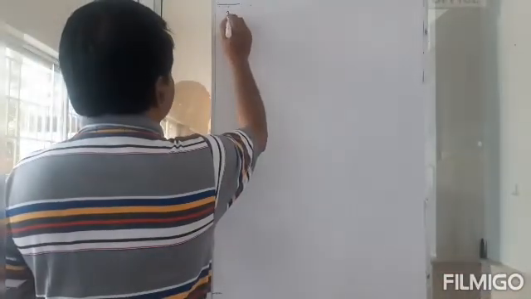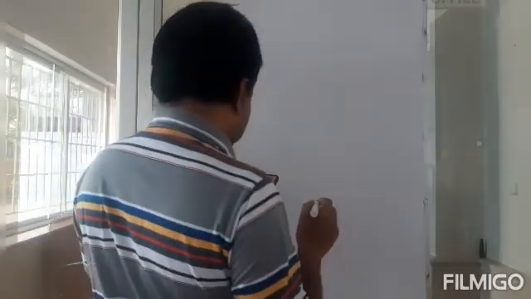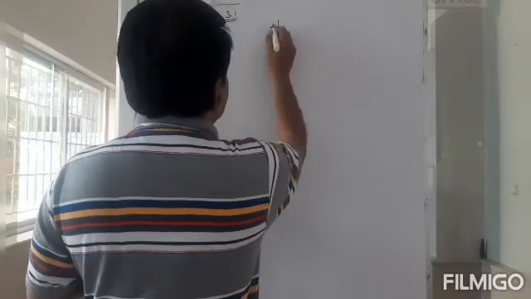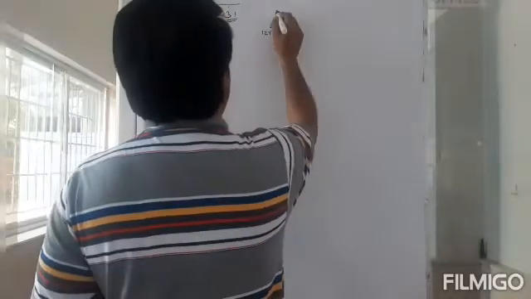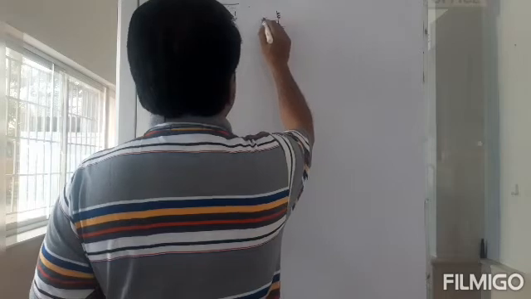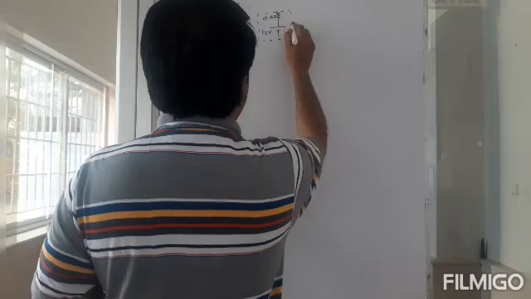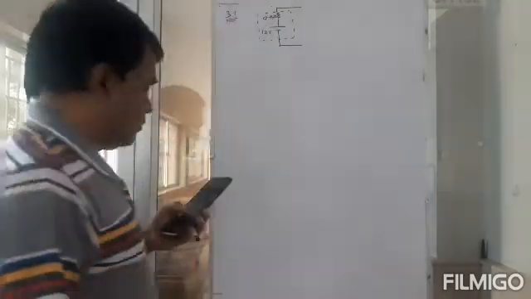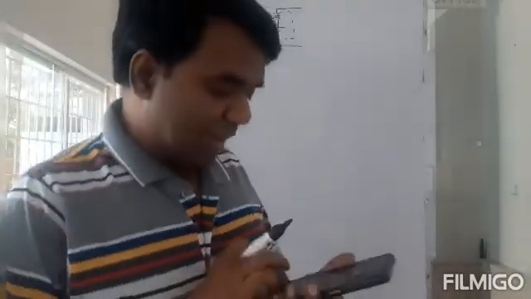This is 3.1. Okay. So you have a car battery of 12 volts. So this is 12 volts. And this has an internal resistance of 0.4 ohms. This is 0.4 ohms. So this is the battery. Now the question is, what is the maximum current that can be drawn from this battery?